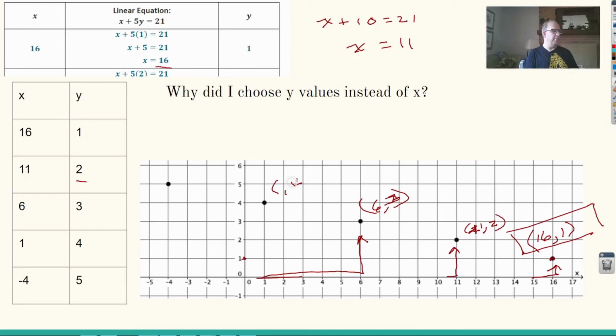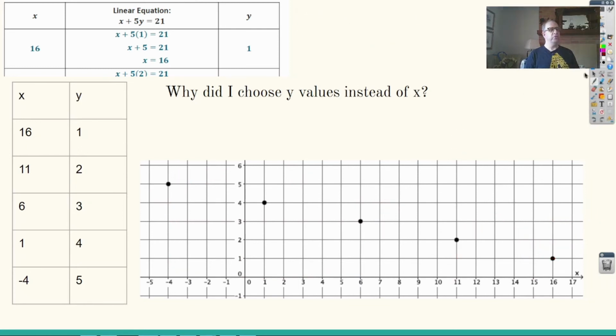1 and 4. And this one actually ends up being negative 4 and 5. Okay? So negative 4 over 5 up. I never would have guessed to do a negative 4 for my x as a first number. That's why sometimes it's easier to choose the y. Okay? See one more of these examples.